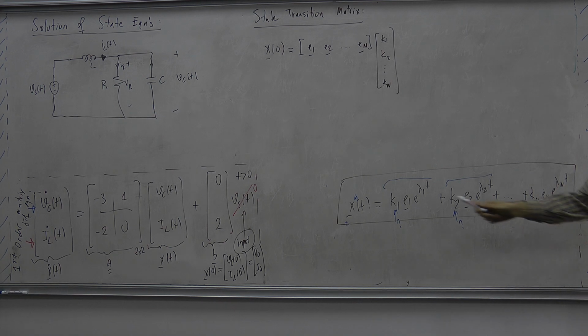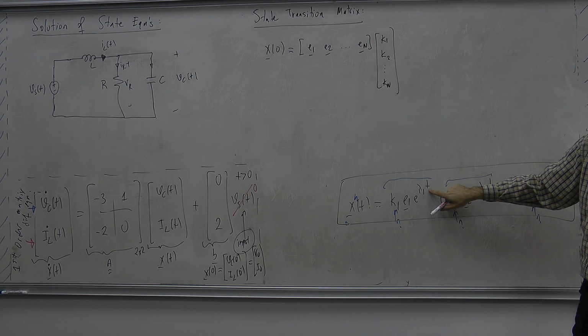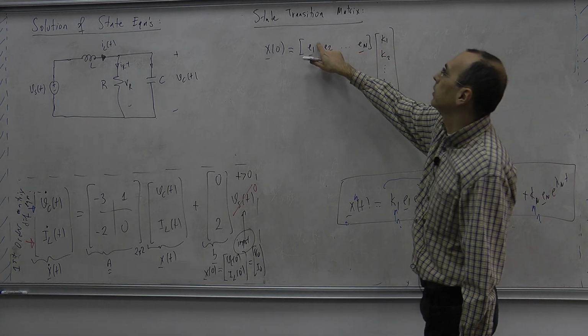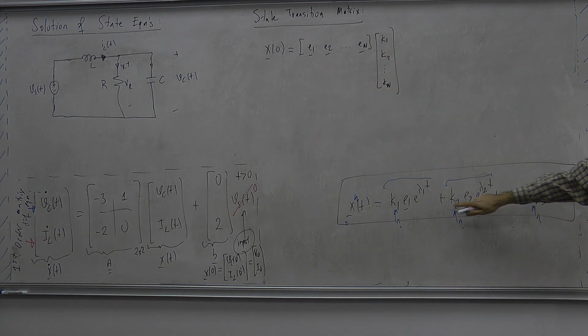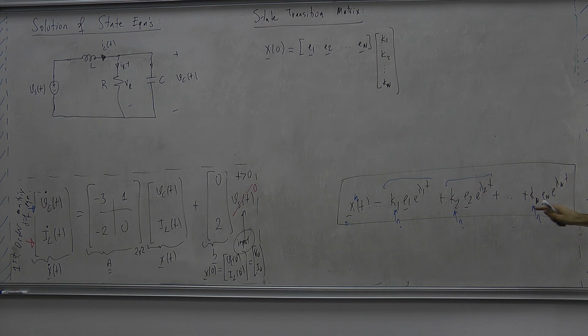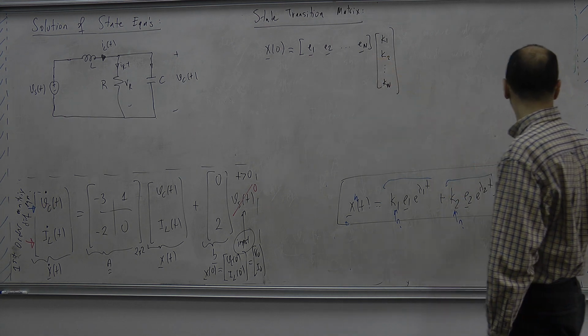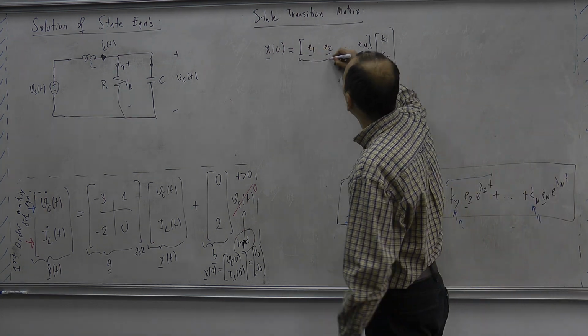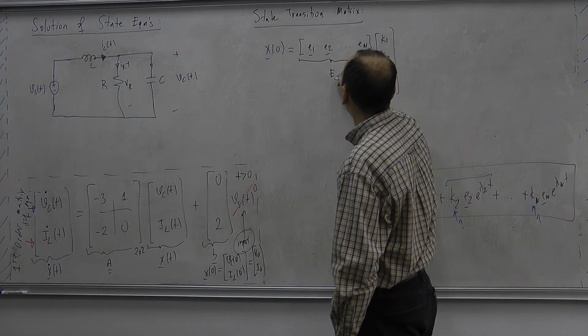Okay, so from the general solution, when t is equal to 0, you have k1 e1. K1 is multiplying the first column, we have studied this. K2 is multiplying the second column, all fine. Kn is multiplying the last column, en, in this matrix, and so on. So here is my E matrix.